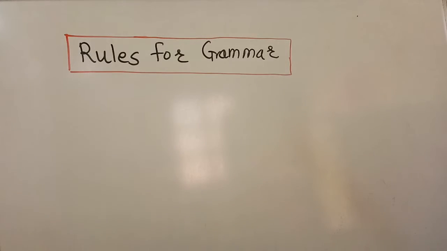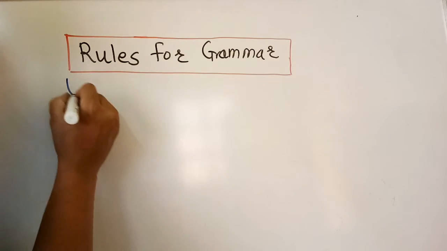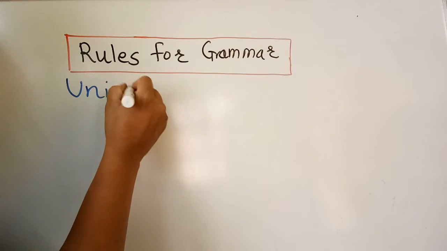In this video, we will see which are the different rules available for grammar. There are two rules. First is the union rule and second is the concatenation rule. Which are these rules and which are the different mechanisms behind these? We will see them in detail. First is the union rule.